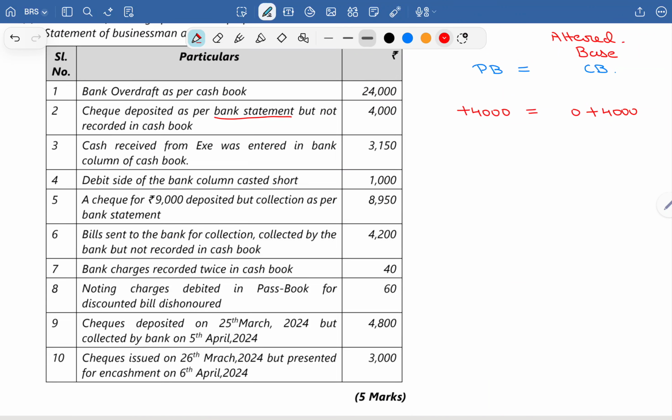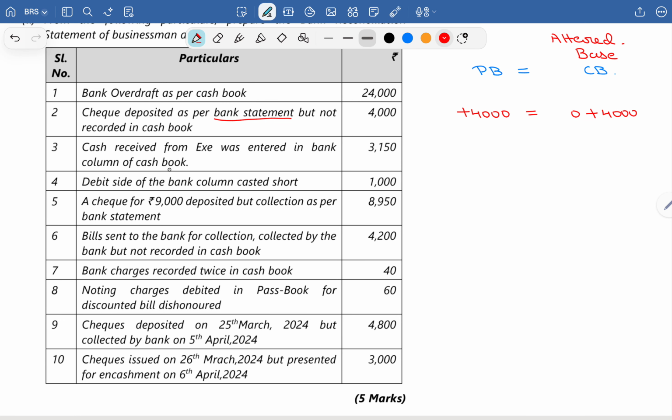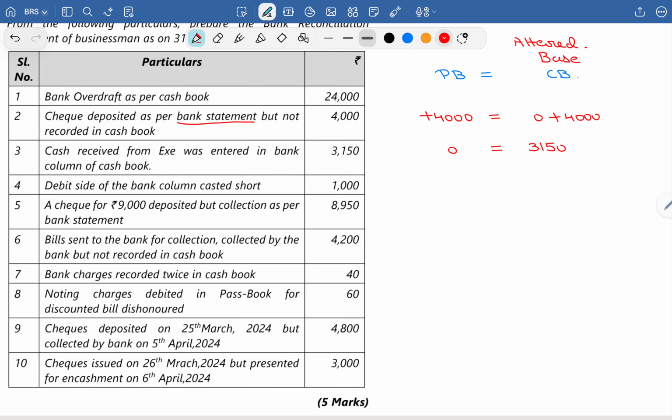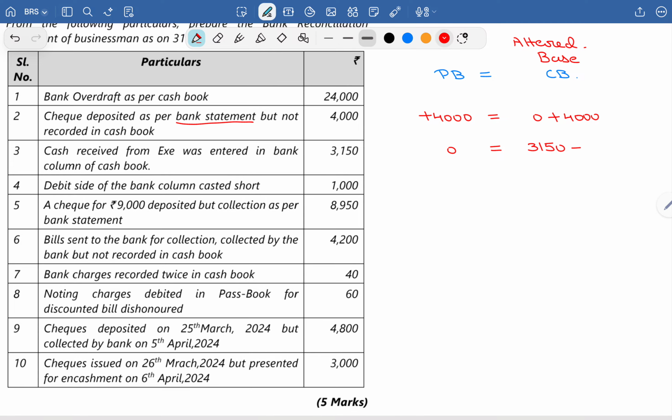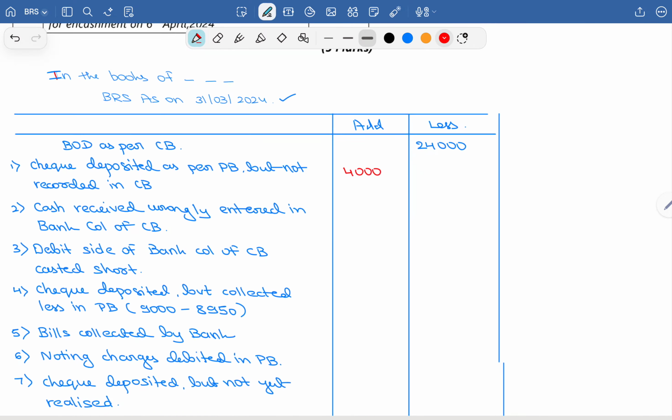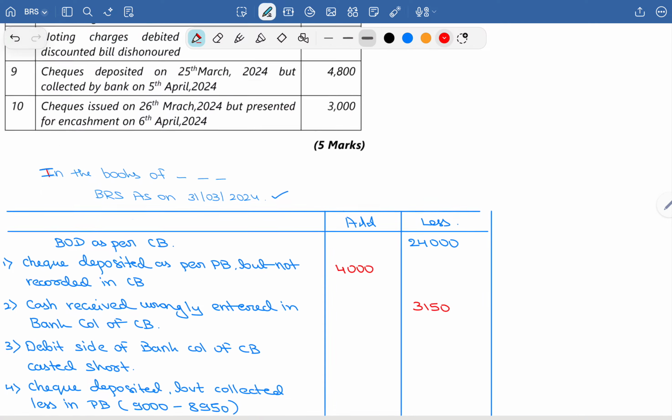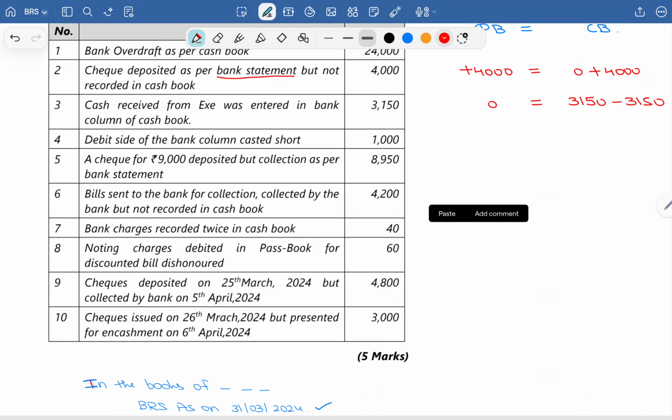Second one, cash received from X was entered in the bank column of the cash book. So cash received, we have to debit the cash account, but wrongly he has debited the bank column of the cash book, but no increase in the passbook. Since cash book is my base, to make it equal, I will deduct 3,150. So minus 3,150, less column. Okay. Next one.